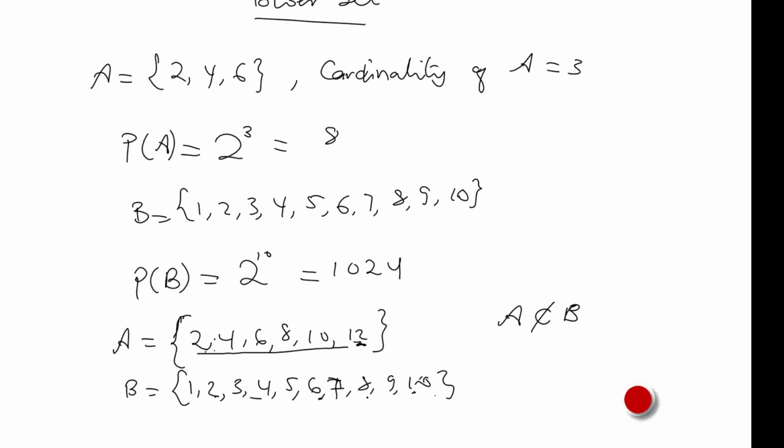So that brings us to the end of this lesson. In the next lesson, we'll look at Venn diagrams and the relationship between 2 and 3 sets.